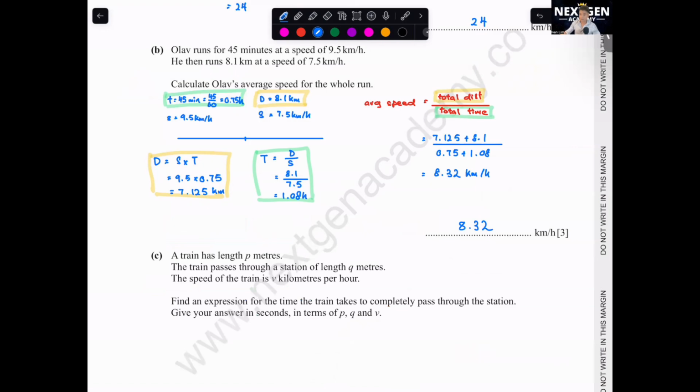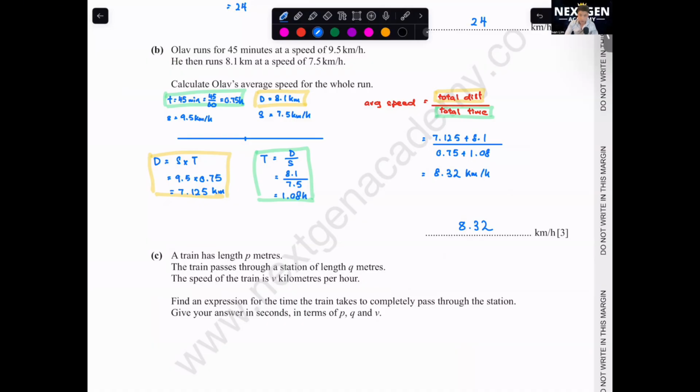Question C. A train has length P meters. The train passes through a station of length Q meters. The speed of the train is V kilometers per hour. Find an expression for the time the train takes to complete pass through the station. Give your answer in seconds in terms of P, Q, and V.